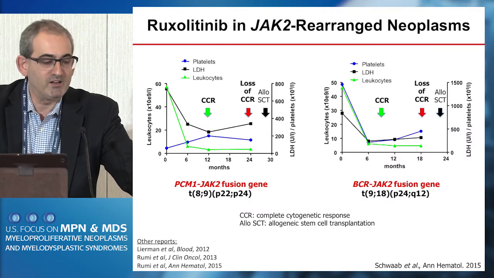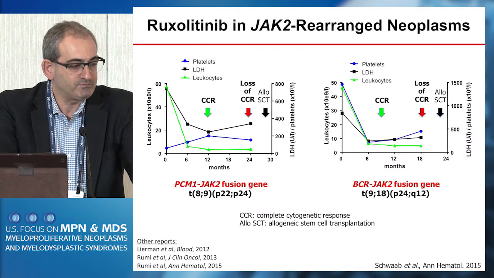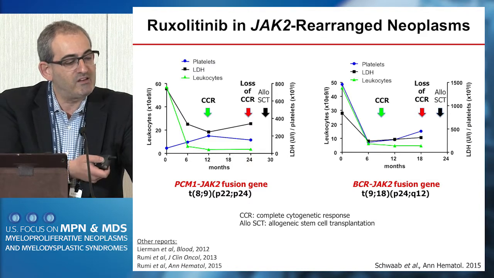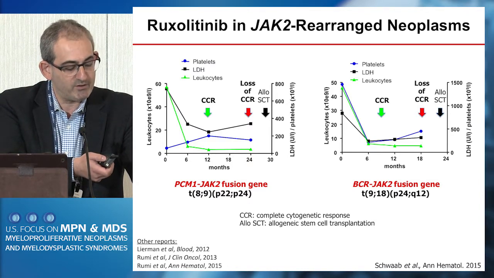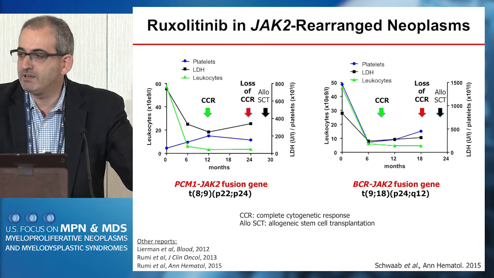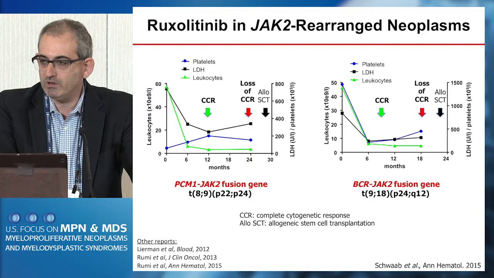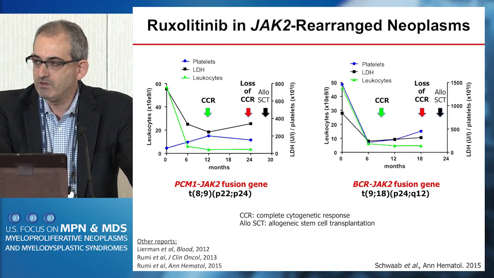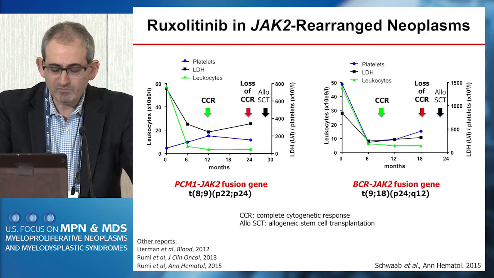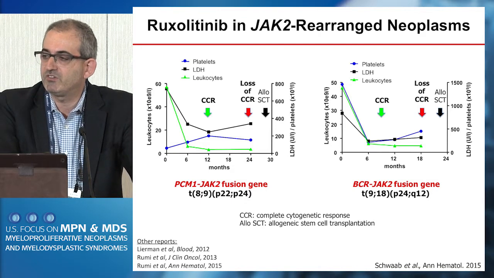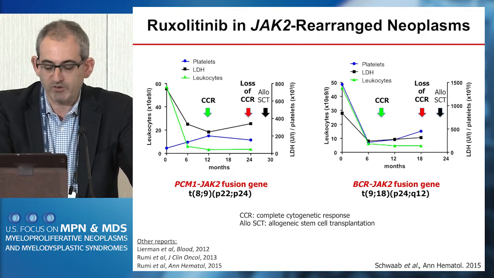Now, what about other rearrangements? What about those including JAK2? Well, again, Andreas Reiter's group has used ruxolitinib to target these JAK2 rearrangements. And you can see that in both these cases where there's a PCM1-JAK2 or BCR-JAK2 fusion, you get a hematologic response. You actually can get a complete cytogenetic remission, but it's short-lived. And in fact, these are patients that ultimately likely need to go to transplant to induce a long-term disease-free survival. So I consider the use of ruxolitinib in such individuals as something that might be able to subtly reduce the disease, but also really only as a bridge to transplant.